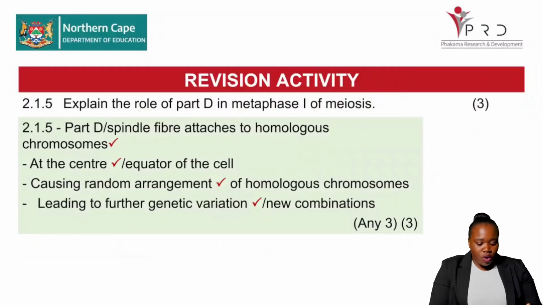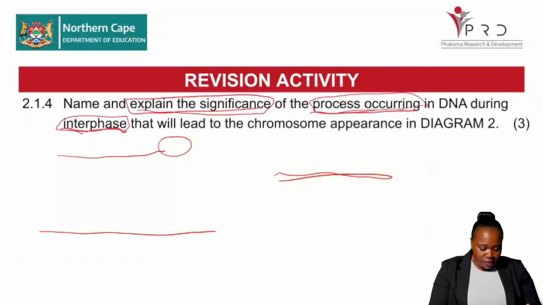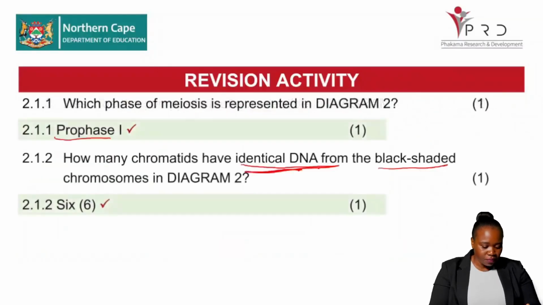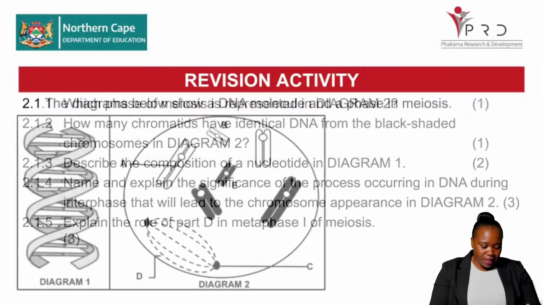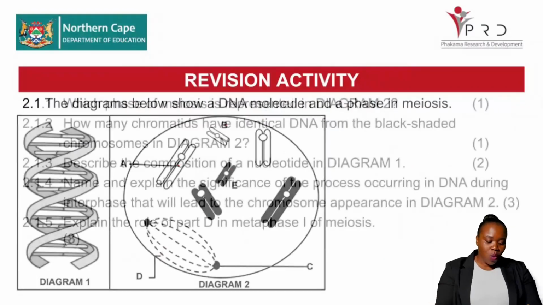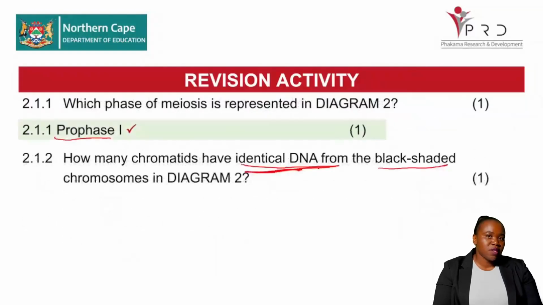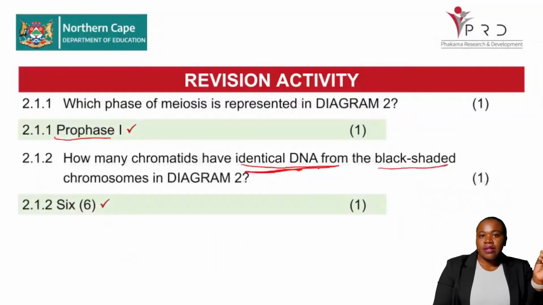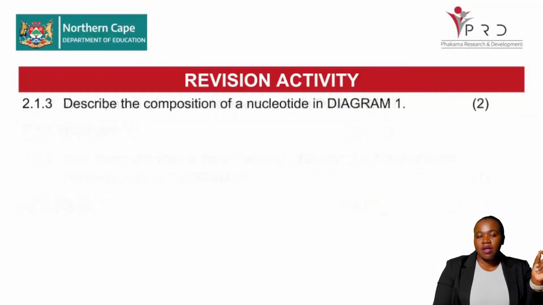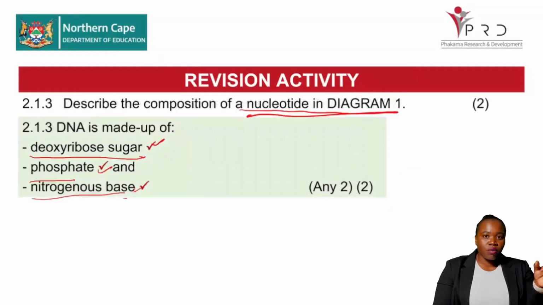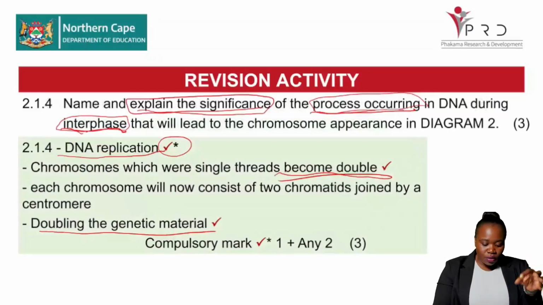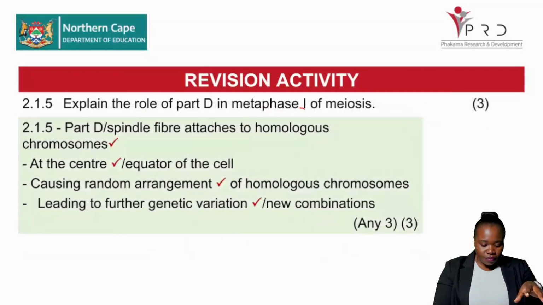2.1.5, explain the role of part D in metaphase of meiosis. Metaphase 1 of meiosis. Now, part D are the spindle fibers. Let's just quickly go back. Spindle fibers, there we have them. So what is the importance of the spindle fibers during metaphase 1? It means now you must know what happens during metaphase. That is the pulling of the chromosome. That is the aligning of the chromosomes at the equator. So it makes sure that the chromosomes are aligned at the equator, right?